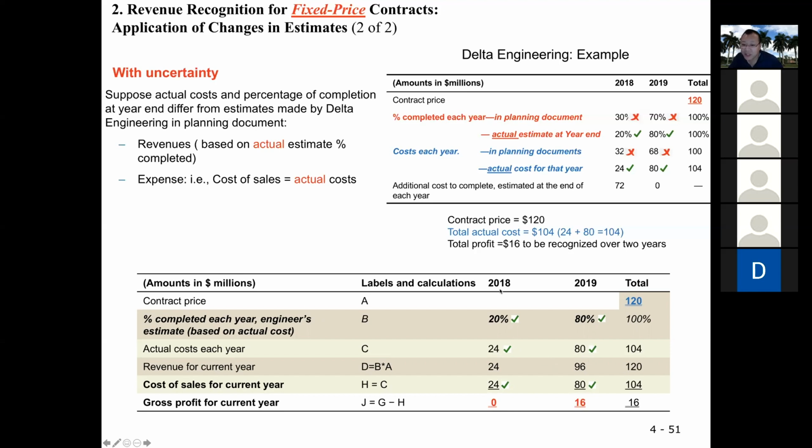Remember I mentioned you are going to recognize $16 over 2 years, right? So in this case, the first year you recognize nothing, 0. You recognize the full amount of $16 in the second year. Does this make sense?